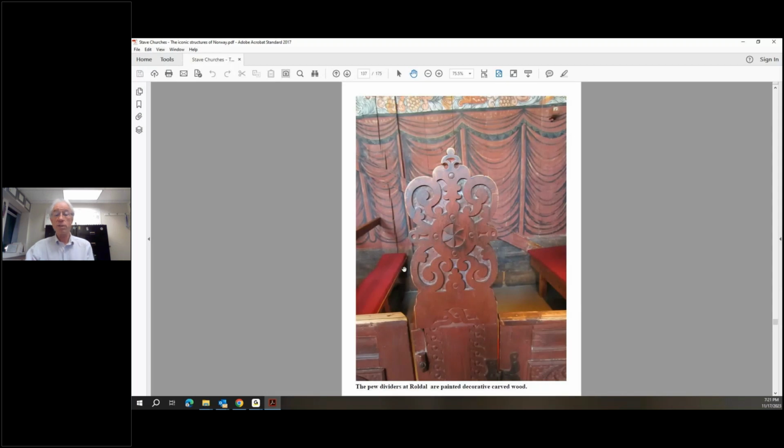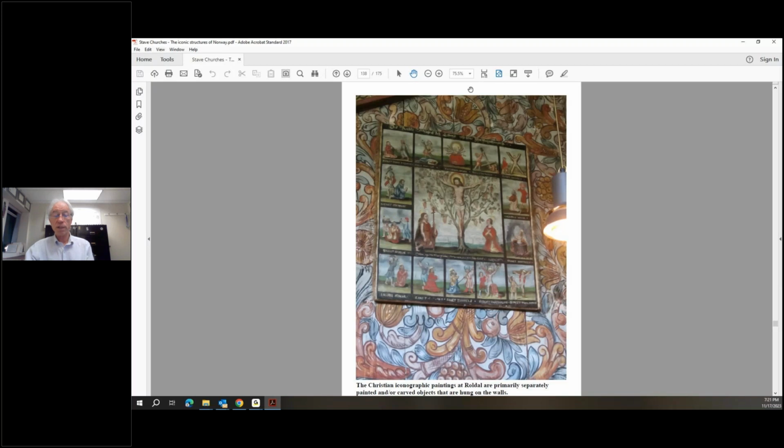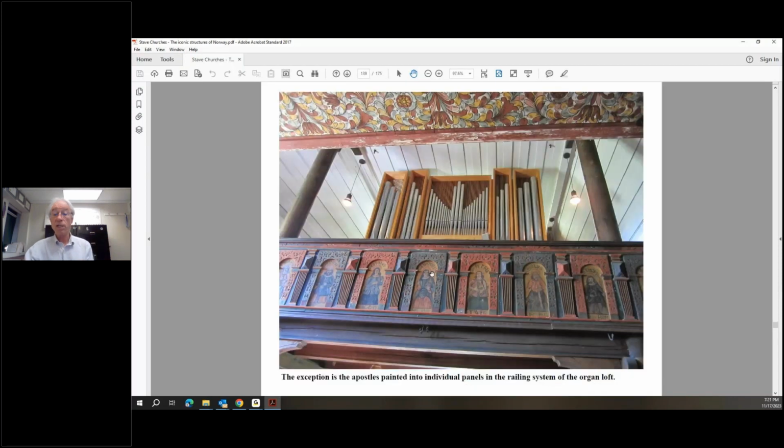And there also are these carved decorative stanchions between the church pews at the end of the seats. Here's our Christian iconography. It is hung from the ceiling. Once again, it's not directly attached to the wall, so it's not going to take that moisture from there. And here's an instance where the iconography is painted in as part of the structure, but it's not an exterior wall, and it's the apostles. And they're part of the railing system for the organ loft.